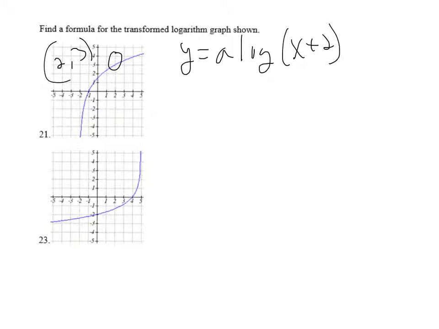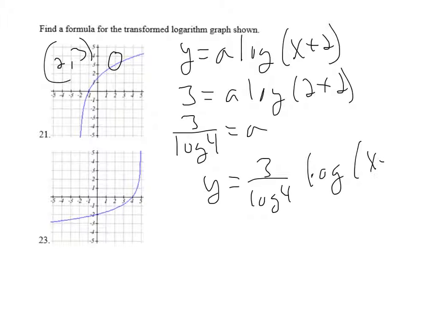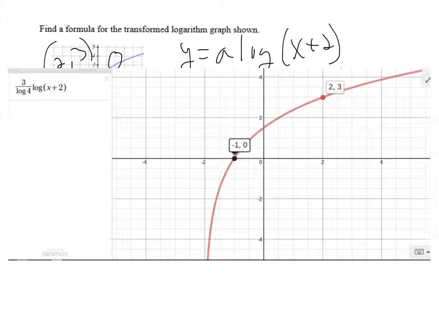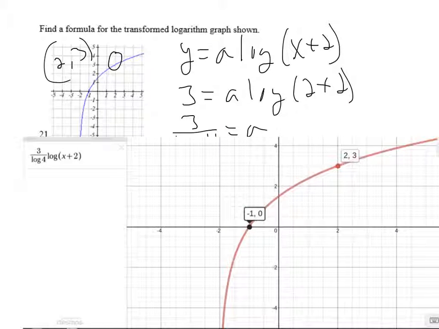So now let's use that point (2, 3) to see if we can find that a value. So 3 equals a times the log of 2 plus 2. Well, that's going to be 4. So 3 over the log of 4 should be my a value. So y equals 3 over the log of 4 times the log of x plus 2. So I just graphed this on Desmos, and that looks like the same graph.